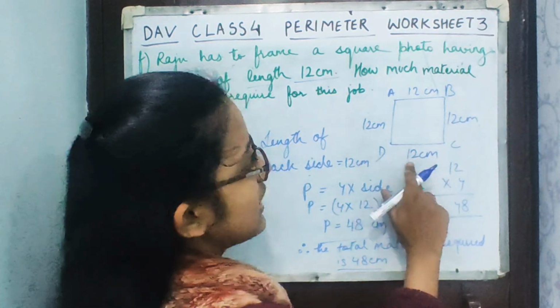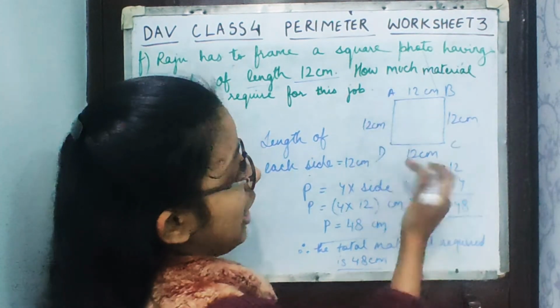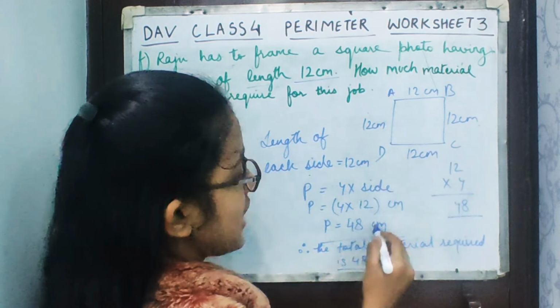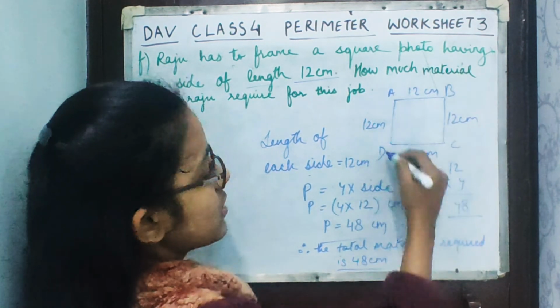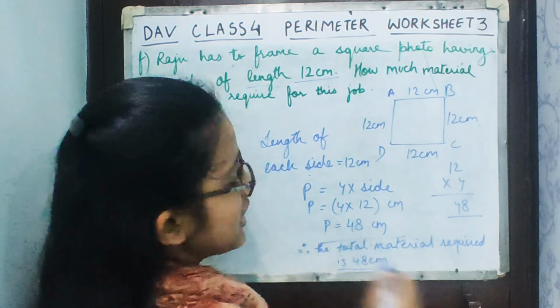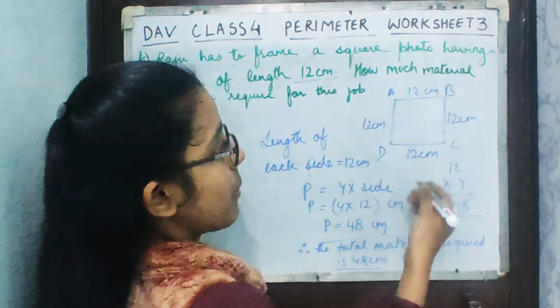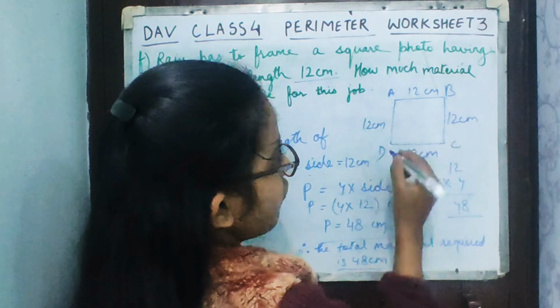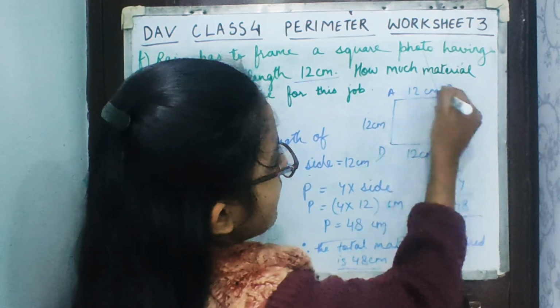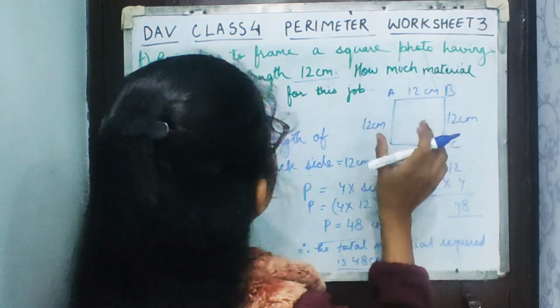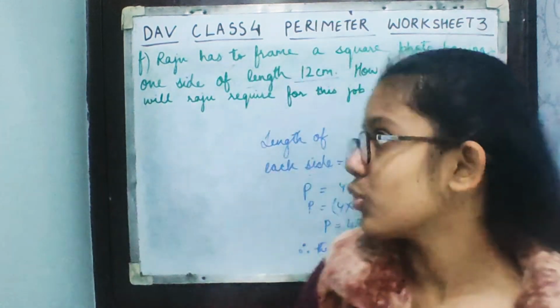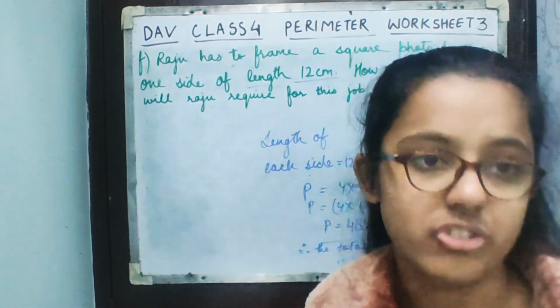Because each side is 12, we have put the formula 4 into side and the total perimeter we got is 48 centimeter. And perimeter means what? Sum of all the boundaries or sum of all the sides. So all sides sum to 48. That means he needs a total of 48 centimeter of material to frame this photograph. So we have completed our F question.